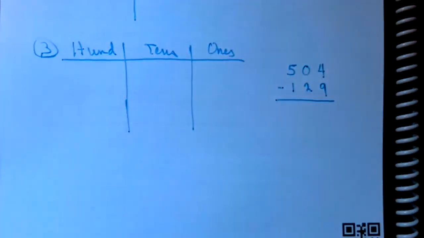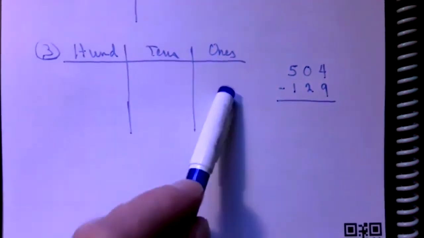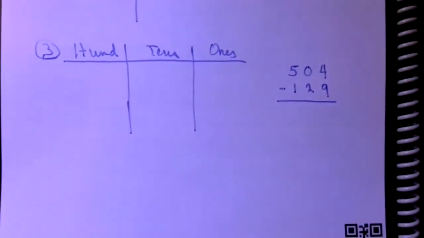So let's look at this. The hundreds place, the tens tray, and the ones tray. I want to illustrate this subtraction problem using my chip model. So how do I start?